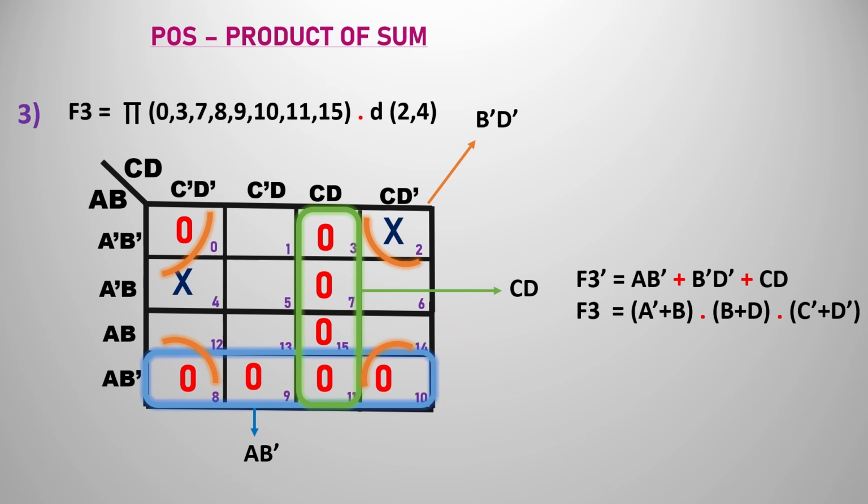If you want F3, you are going to apply a whole bar over that. So by using Boolean algebra, we are going to get the output expression as A bar plus B, dot B plus D, dot C bar plus D bar. So this is just the representation of POS, the product of sum.